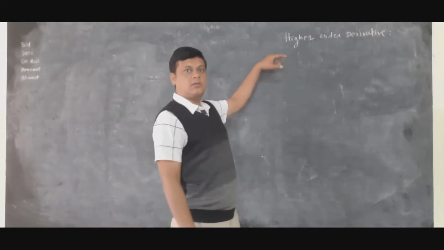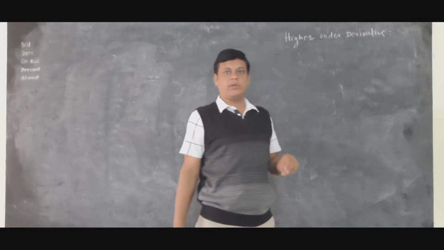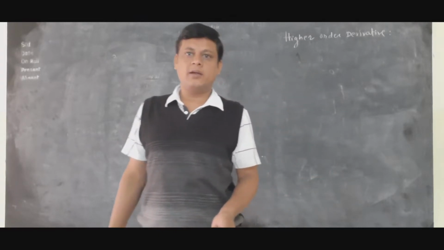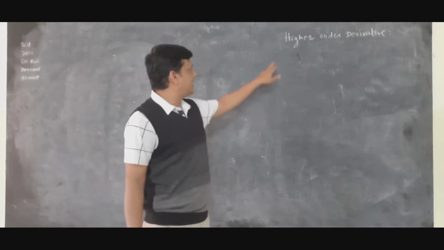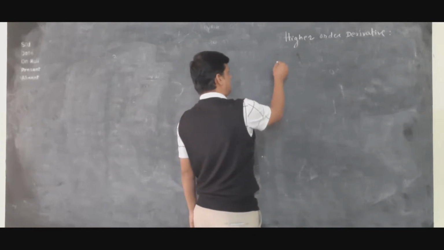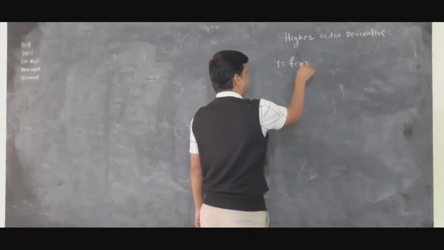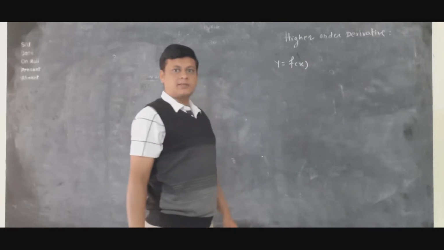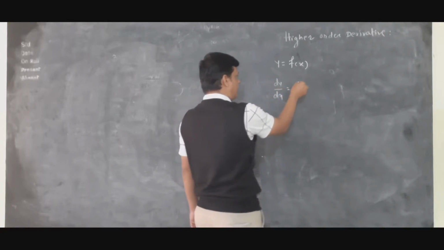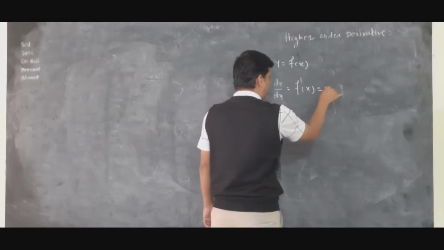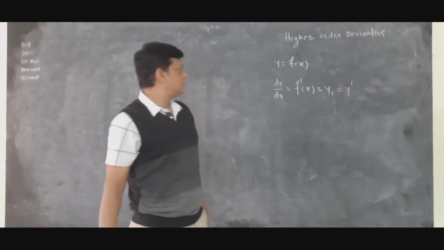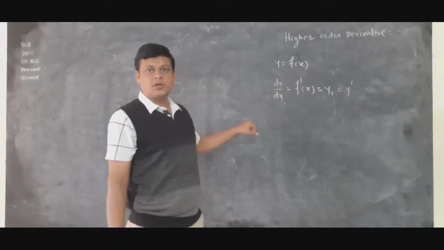Now today we start a new topic: higher order derivatives. Up to the previous lecture we found a derivative, and that derivative is called the first order derivative. See here, y equals f of x. If y is a differentiable function of x, then the derivative of y we represent by dy by dx, or f dash of x, or y1, or y dash. You can use any notation for the first order derivative.